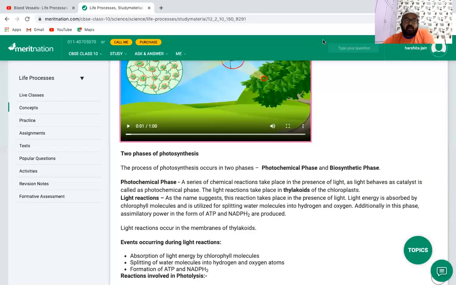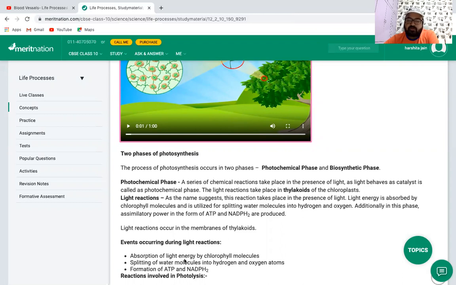Now basic idea about photosynthesis. One is called the photochemical phase. Photochemical means utilization of light energy as a catalyst. And this is taking place in the chloroplast, we all know, but exactly where, it is in the thylakoids. And what are the events that happen during photosynthesis? This is one of the questions usually asked in NCERT, CBSE.